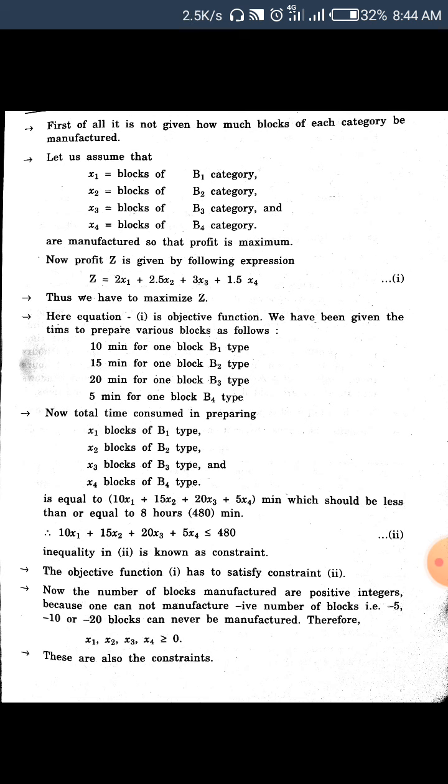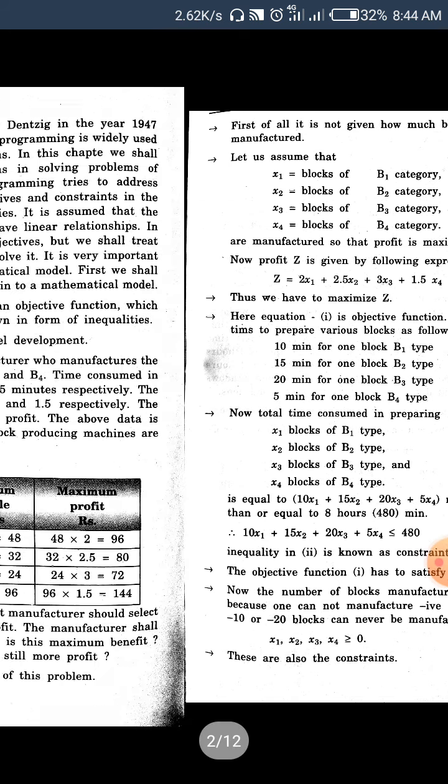Now the profit, we take it as Z. Z is given by the following expression. Z is equal to 2x1 plus 2.5x2 plus 3x3 plus 1.5x4. Here we may be confused about how to get the values 2, 2.5, 3 and 1.5.